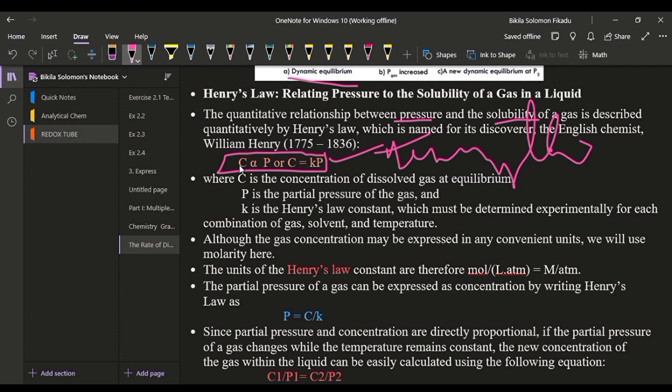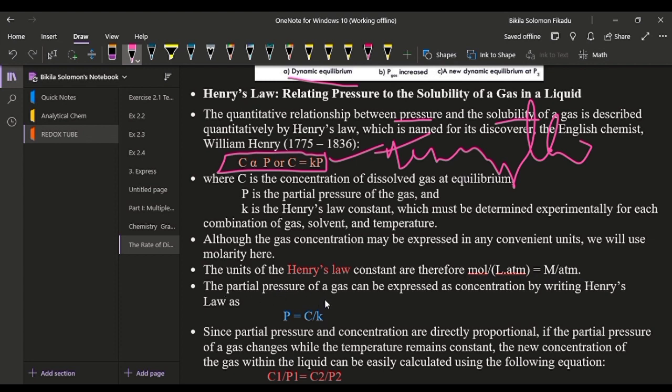Formulaan kun C maal bakka bu'a? Concentration yookaan concentration dissolved gas yookaan concentration gaasii keessatti bulbulame dissolve ta'e sana bakka bu'a jechuudha. P immoo maal bakka bu'a? Partial pressure bakka bu'a jechuudha. So although gas concentration may be expressed in any convenient units, we will use molarity here. So the units of Henry's law constant are mole per what? Liter atmosphere or molar over atmosphere.